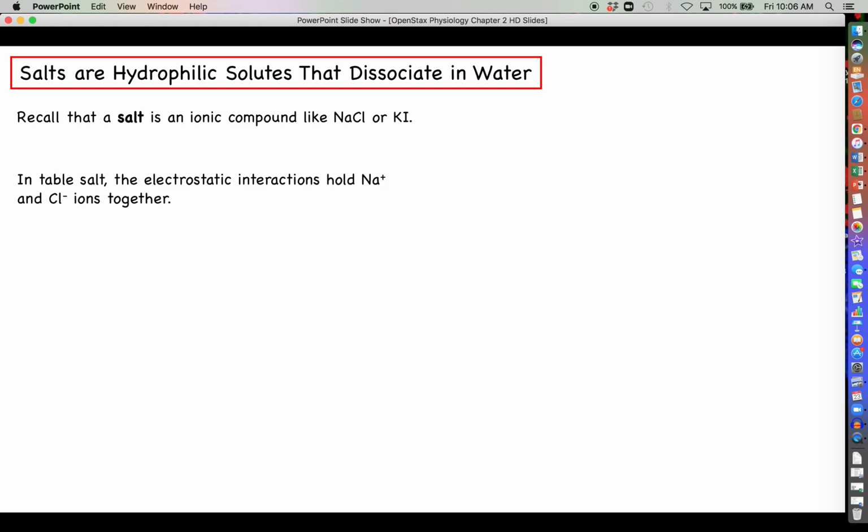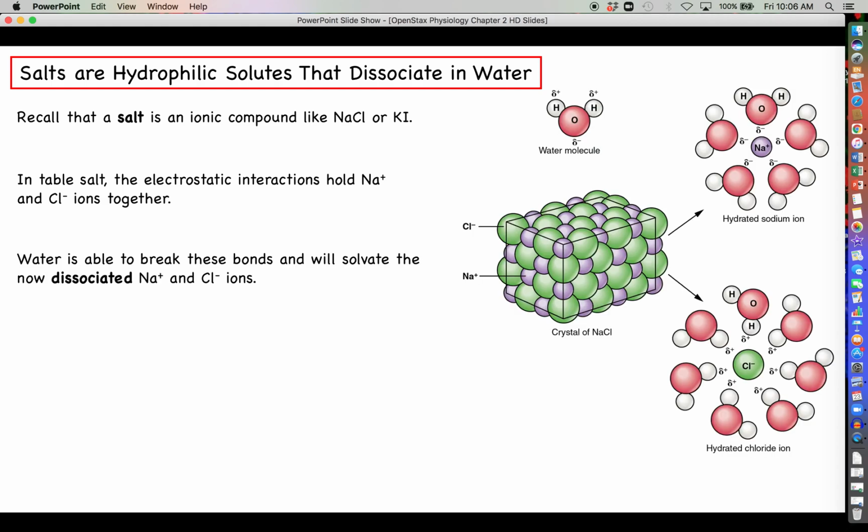In something like table salt, sodium chloride, if you just have a sample of table salt in its crystalline solid form, the ionic bonding, those electrostatic interactions holding the positively charged sodium cations and the negatively charged chloride anions together, are going to be fairly strong. So that's what holds it together as a crystalline solid. If you throw some salt into a glass of water, water is going to break up those ionic bonds so that the salt is going to dissolve.